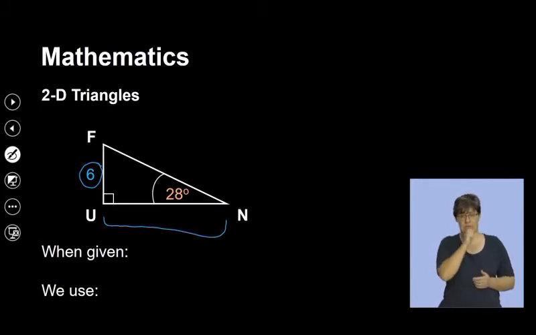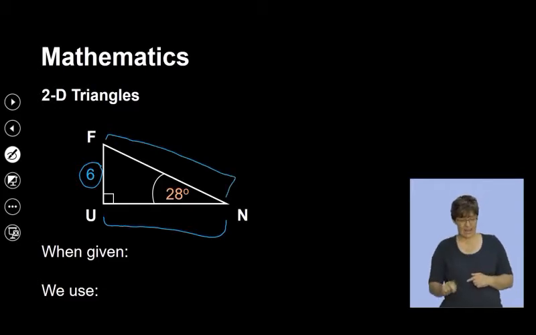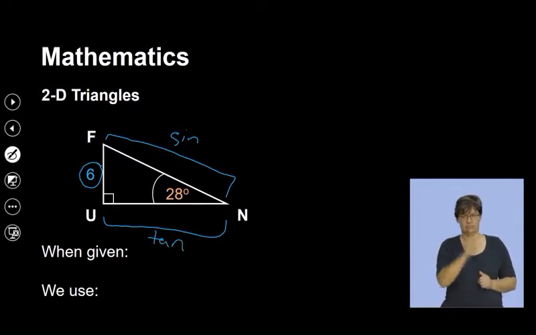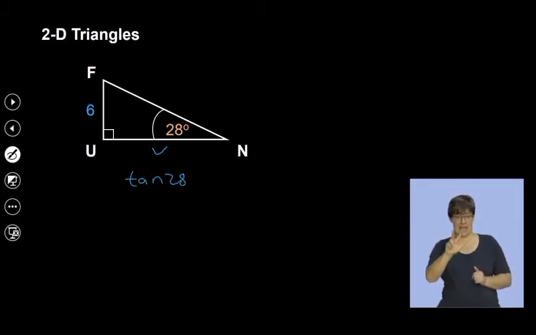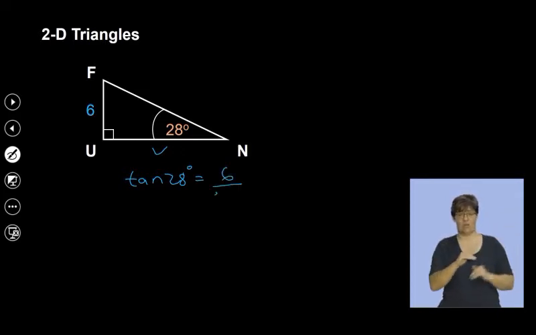I will then use the tan ratio. If I'm trying to find the FN, I will use the sine ratio. With this one, I will use the tan ratio. So let's look at what exactly that means. If I'm trying to find, let's start with UN first, right? UN, remember we said it's going to be tan. So this is going to be tan 28 degrees is equal to the opposite, which is 6 over UN, which is what I'm trying to find. And then you use your calculator from there.